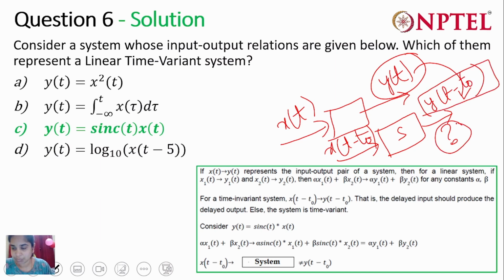If this output is y of t minus t naught, then the system is a time invariant system. Now let us consider our example, y of t is equal to sinc of t into x of t. If I delay the input, if I give the input as x of t minus t naught, I'll only get x of t minus t naught into sinc of t. I will not get y of t minus t naught. So this system is a time variant system.